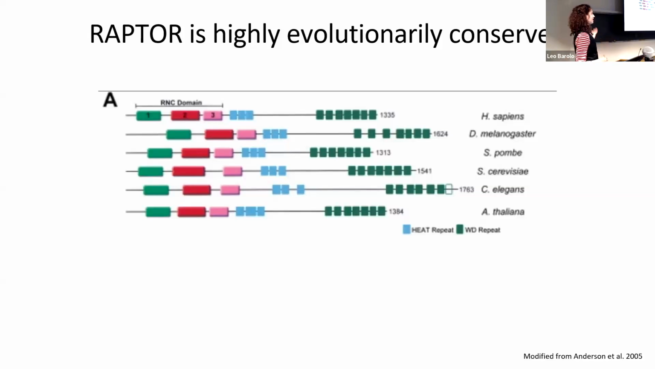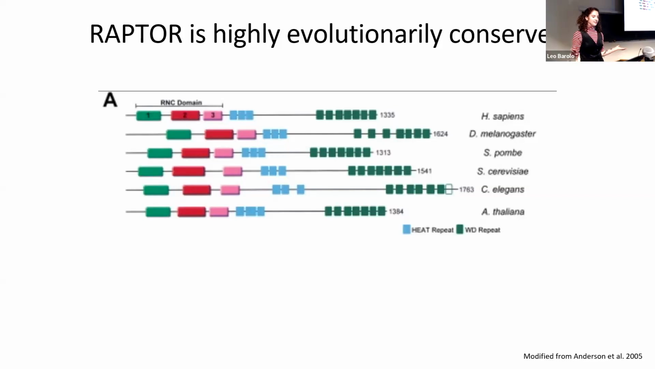This is a comparison of the different Raptor proteins between humans and flies and yeast and C. elegans, and then Arabidopsis down here at the bottom. You can see very similar. We have the RNC domain, which is where we think most of the activity happens. This over here is the WD40 domain, which no one really knows what it does, but it appears to be essential for the function of Raptor.